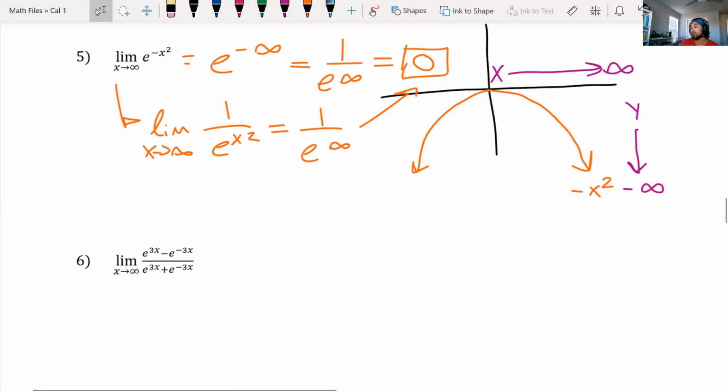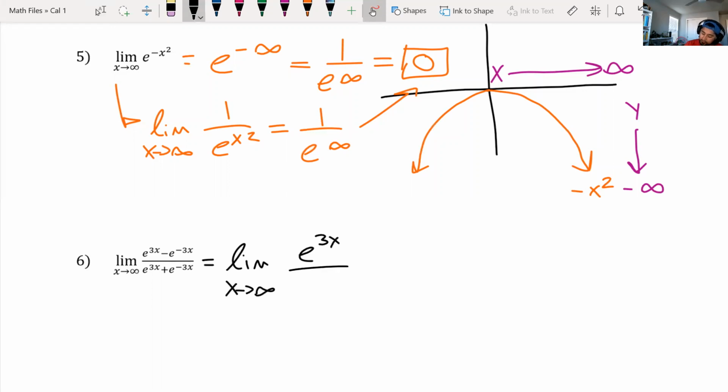And number 6 is just like the one above. We get to power trick this one again. So 6 says the limit as x approaches infinity of e to the 3x minus e to the negative 3x over e to the 3x plus e to the negative 3x. We get to power trick by dividing everything by the highest power below. And I'm sure you see it. You're going to divide everything by e to the 3x.